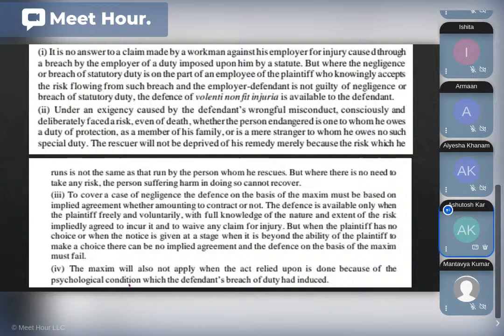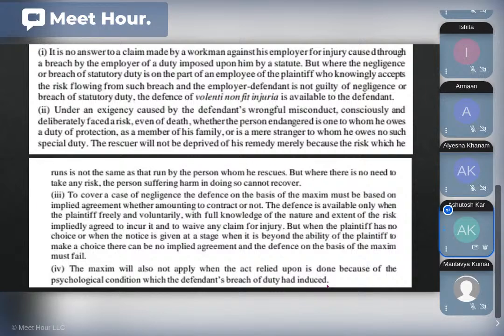The maxim will also not apply when the act relied upon is done because of the psychological condition which the defendant's breach of duty had induced. एक plaintiff है and एक defendant है. Defendant ने अपनी duty breach करी, जिसकी वजह से plaintiff में एक ऐसा psychological condition आ गया कि मतलब he or she has to do it. So वहाँ पे भी consent actual नहीं है, and the maxim will not be applied.